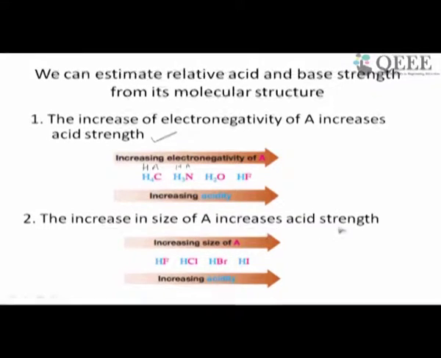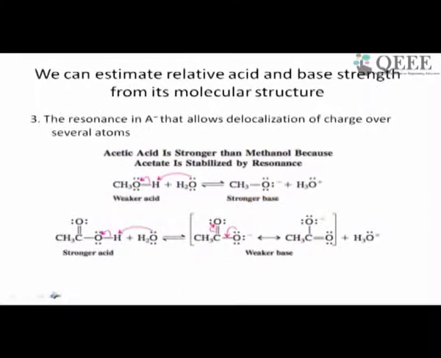An increase in the size of A increases the acid strength. Among these, now we are varying A. HF we have taken as the starting point: HF, HCl, HBr and HI. There is a size increase in these anions. When there is a size increase, that also increases the acidity. The greater the size, the weaker the bond, and the more readily it can dissociate. So if you have a bigger anion, that also increases the acid strength.